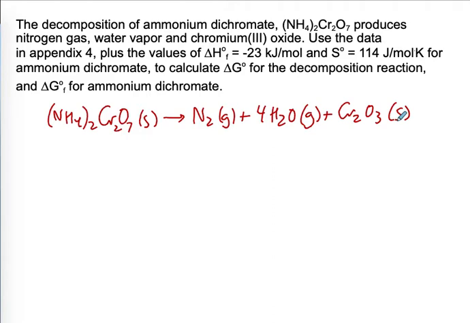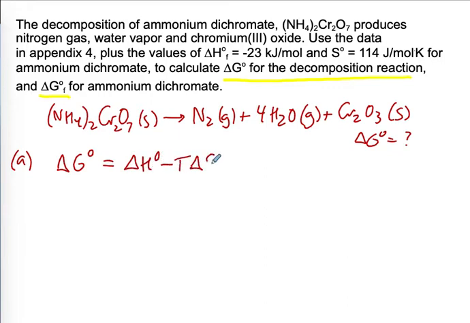Use the data in the thermodynamic tables plus the standard enthalpy of formation and the standard entropy of ammonium dichromate to calculate two things. First of all, delta G naught for the decomposition reaction, and then second, the standard free energy of formation of ammonium dichromate. So let's do those in 2 steps. For question A, calculating delta G naught for this reaction, we're going to use the most generally useful form, delta G naught equals delta H naught minus T delta S naught. Before we can plug in, we need to know delta H naught and delta S naught, so we're going to calculate those.